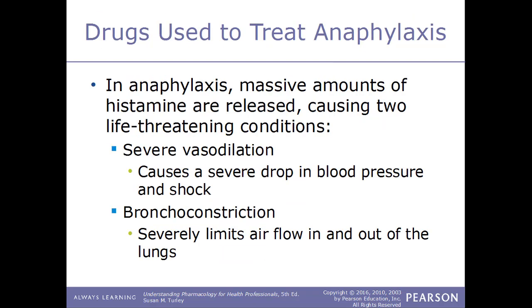Alright, now we'll talk about drugs that are used to treat anaphylaxis. Now, in anaphylaxis, there's a massive amount of histamine that's released, causing two life-threatening conditions. There is severe vasodilation, which causes a very dramatic drop in blood pressure and also shock. And there is bronchoconstriction, which will severely limit the airflow both in and out of the lungs.